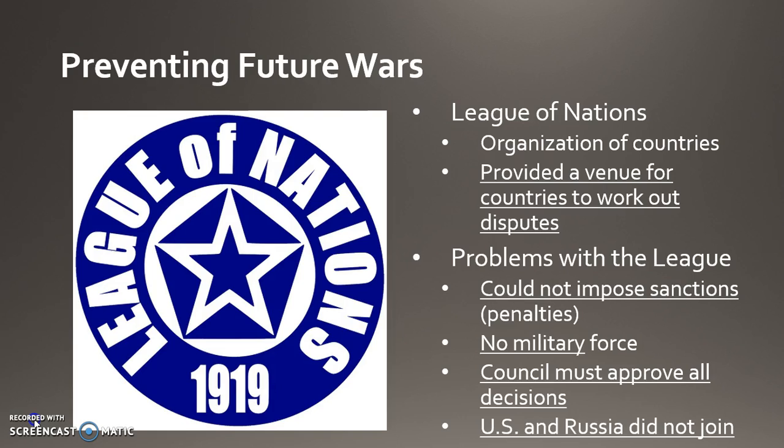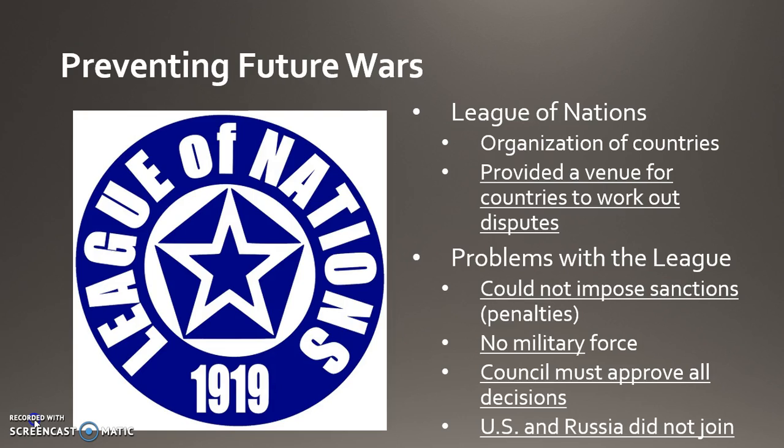In order to prevent future wars, a League of Nations was created. This is an organization of countries similar to the United Nations that we have today. And their goal is to provide a venue for countries to work out their disputes without having to go to war. The League was very ineffective. It was weak for several reasons. It did not have the authority to impose sanctions. So if countries didn't abide by the rules, there was nothing they could do to penalize them.